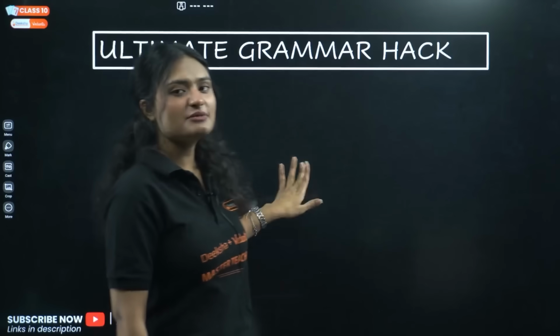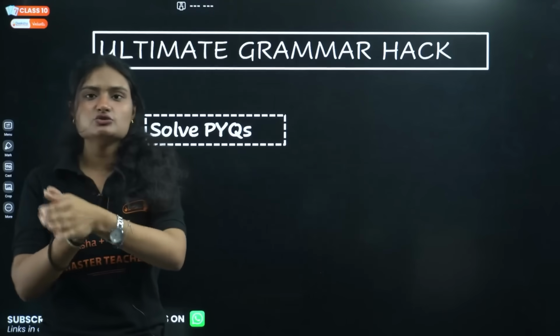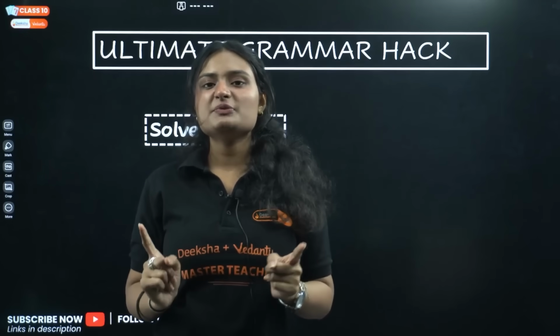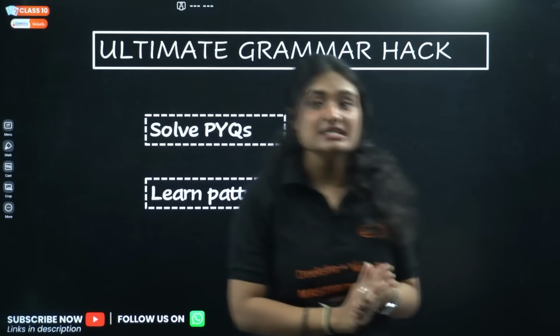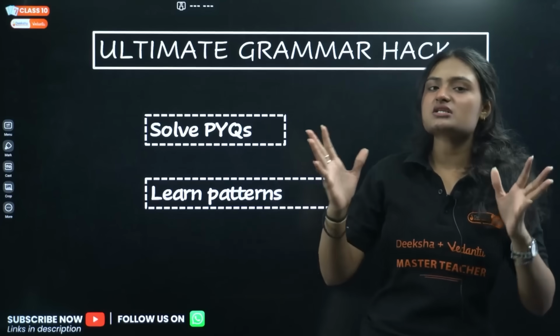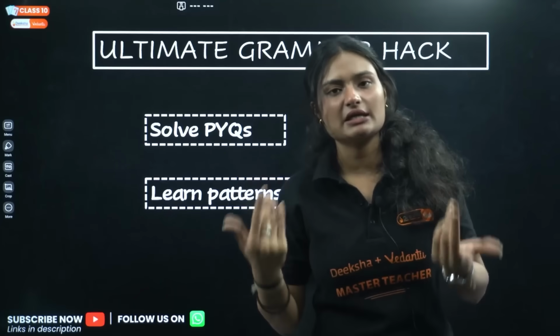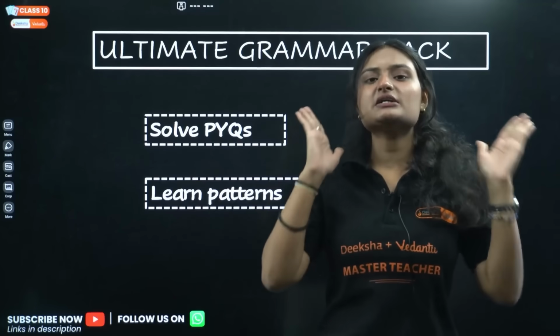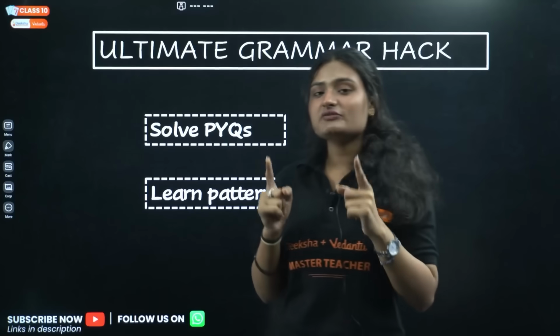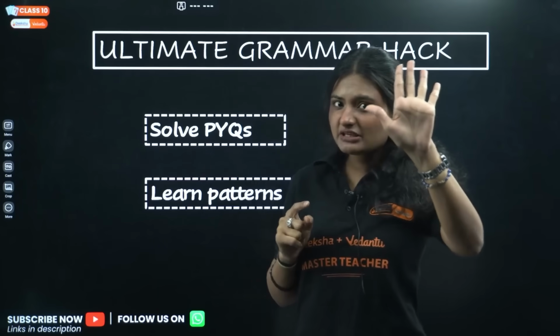Okay, the ultimate grammar hack is to solve your PYQs, the last 5 years' PYQs, okay? And after solving your last 5 years' PYQs, identify the pattern, identify what type of questions are being asked, because your PYQs serve as a blueprint for your upcoming English exam. If you follow that blueprint, you are not going to lose any marks, okay? So always remember, solve the last 5 years' PYQs, okay?